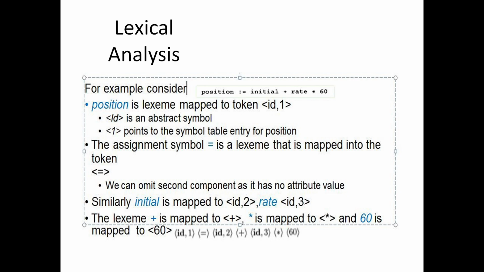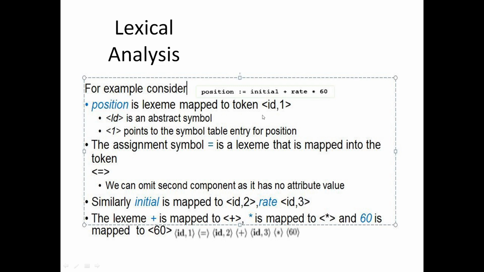One more example I have mentioned here: position equal to initial plus rate star 60. This is an example I have taken. Assume that this is a source program. How many lexemes do we have? There are 7 lexemes. The first lexeme is position. Position is a lexeme mapped into the token identifier.